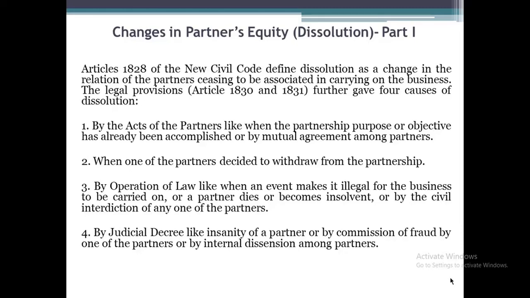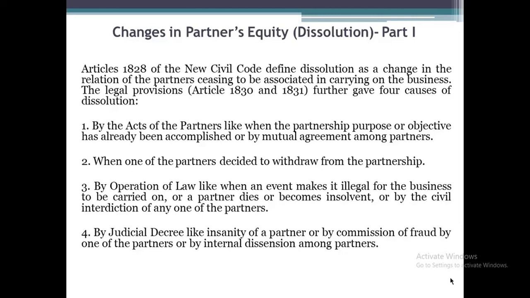Ayan, so nagkanda-utang na siya. So very insolvent na siya, wala na siyang pambayad. Ayan, very lost na siya. Ayan, puro deficit na siya. Ayan, so wala na talaga siyang pambayad. Ayan, so madi-dissolve yung partnership, lalo na kapag ayaw mag-contribute ng mga ibang partners para ma-cover up yung insolvency ni partner A.